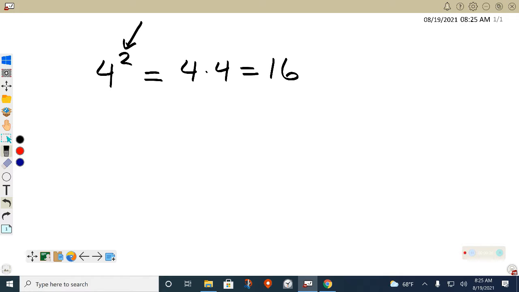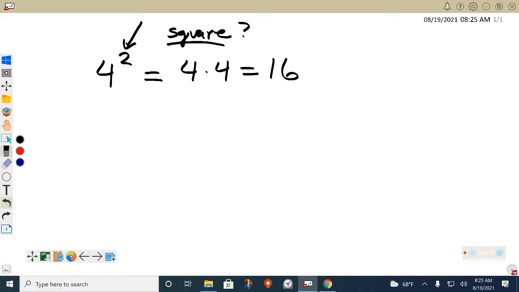Squared. Now, why square? Why the word square? You're right. Maybe in junior high, you learned that second power means square. Why square? Well, what's going on with square? Why call this a square?